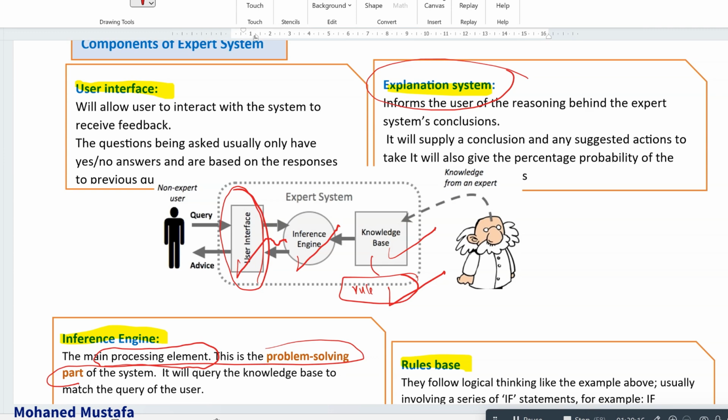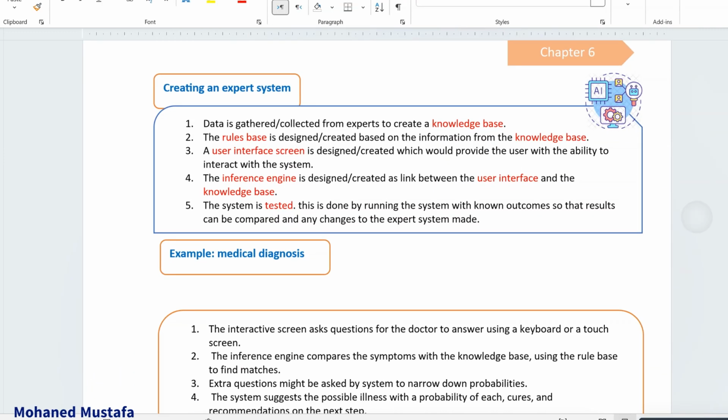Yes, system. Are we good? Yes, so far? Yes. Typical questions. Pay attention, please. Typical question: how we create an expert system, so the steps needed for creating such a system.